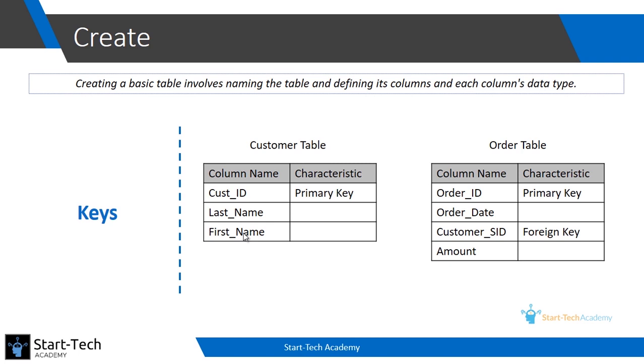Now in the second table, which is the order table and contains the description of all the orders that we are getting, order ID is the primary key. For each individual order, we will have one unique order ID. But the customer ID is a foreign key. What this means is this column will have values which are available only in the customer ID column of the customer table. It will not have any other value.